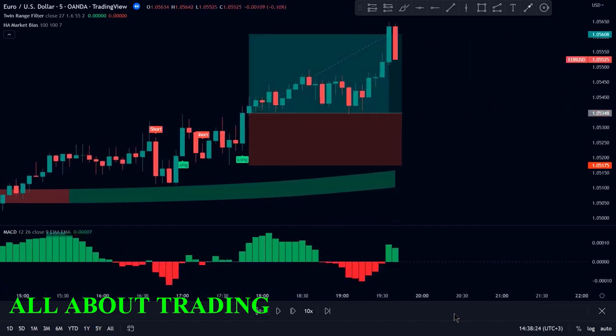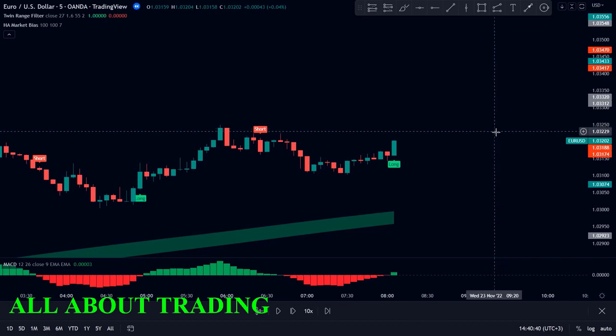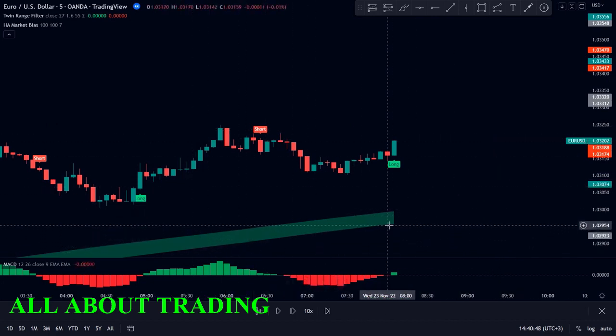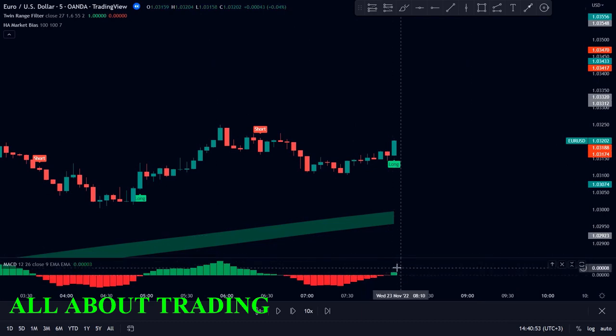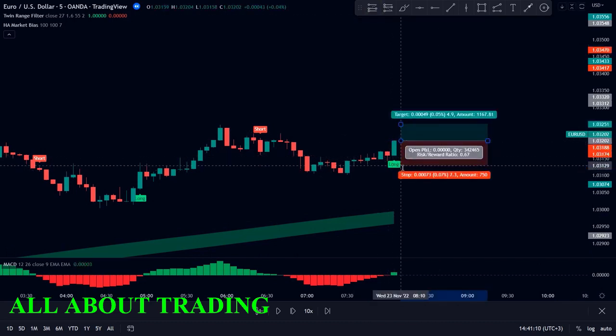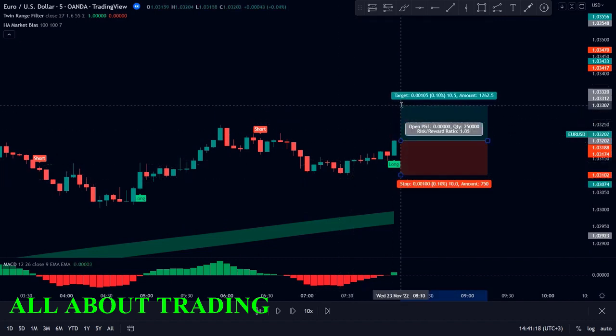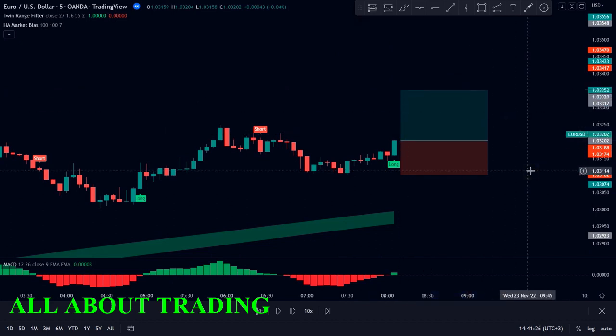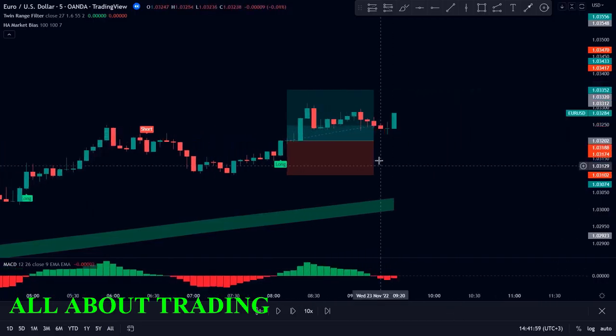Now here's another example. As we can see here, the market bias indicator was colored in green, and at the same time, the MACD histogram was also colored in green. Finally, the twin range filter issued a long signal. We enter a long trade here, set our stop loss below the most recent swing low, which is this one right here. And for the take profit, we're gonna set it at 1.5 times the risk. We let this trade run and hit TP.